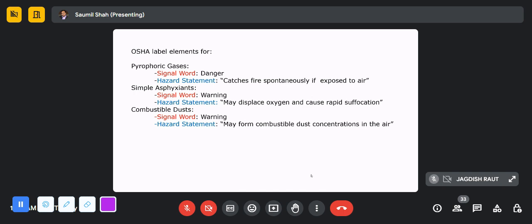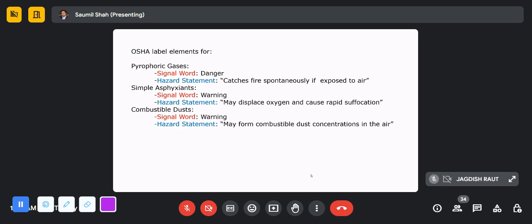Simple asphyxiant: the signal word is "Warning". What is a simple asphyxiant? Whenever you find an oxygen-deficient atmosphere, it is called a simple asphyxiant. For example, nitrogen gas is a simple asphyxiant, right? If you are in a nitrogen atmosphere and unable to get fresh oxygen from the atmosphere, you will die after some minutes. So what is the hazard statement? May displace oxygen and cause rapid suffocation.